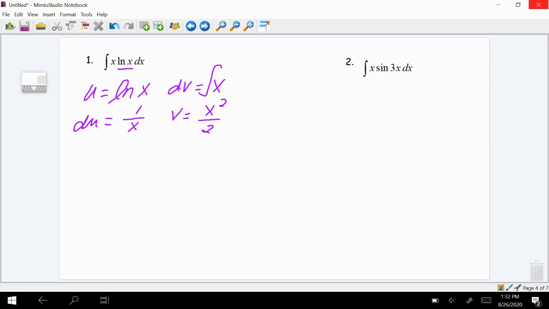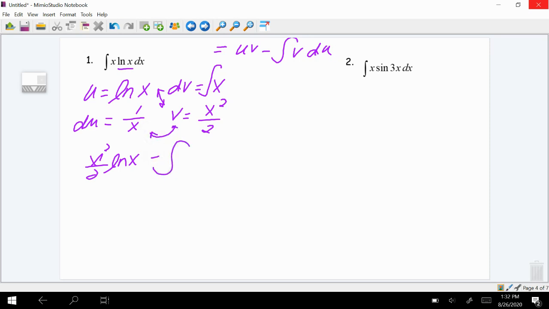Now I'm going to go back to the formula. So the formula is, once I have my parts, it is going to be u times v. So these two are going to multiply together. So I'm going to have an x squared over 2 natural log of x. You can write it in any order. It's being multiplied. Minus the integral of your v and du together. So minus the integral of these two multiplied together.